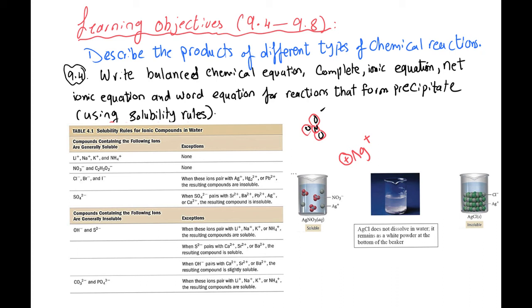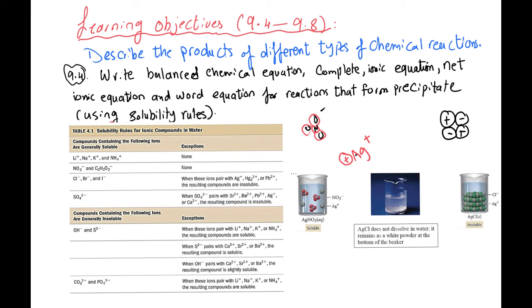Nitrate ions are negative and silver ions are positive, but in water they get separated. That's why the solution seems clear or colorless. But if a precipitate is formed, the precipitate here will be silver chloride, AgCl. It's an insoluble salt, so the positive and negative ions are going to stack together.